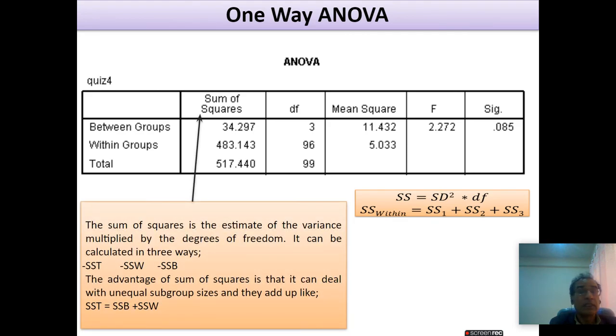The result is that the sum of squares is the estimate of variance multiplied by the degrees of freedom. It can be calculated in three ways. The sum of squares can deal with unequal subgroup sizes, and they add like this.